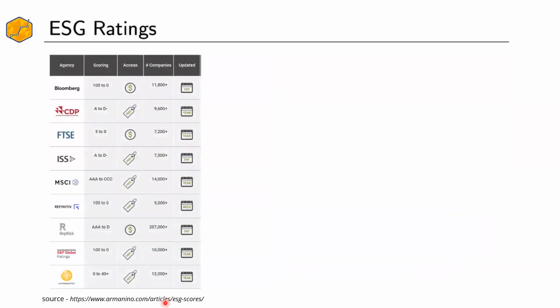Okay, we talked about ESG ratings, right? So if you see, I took this from this website. All of these agencies do have scoring mechanisms. They score the companies on the ESG dimension: Bloomberg, FTSE, ISS, MSCI. The score could be numerical, or it could be like a rating.